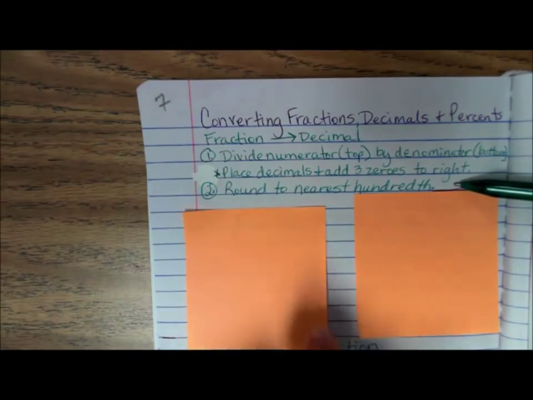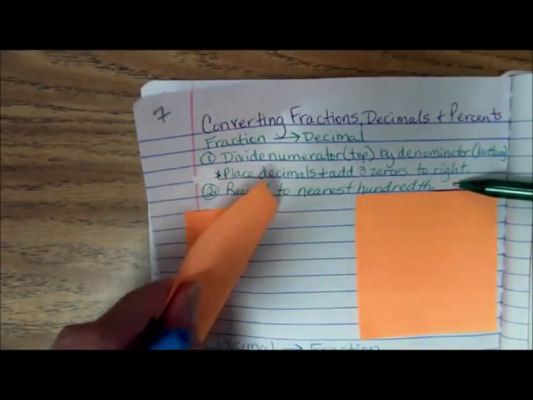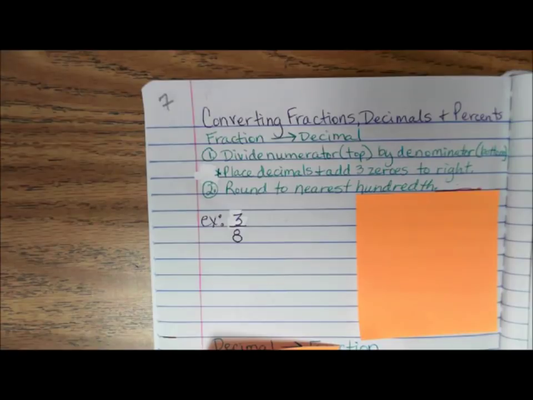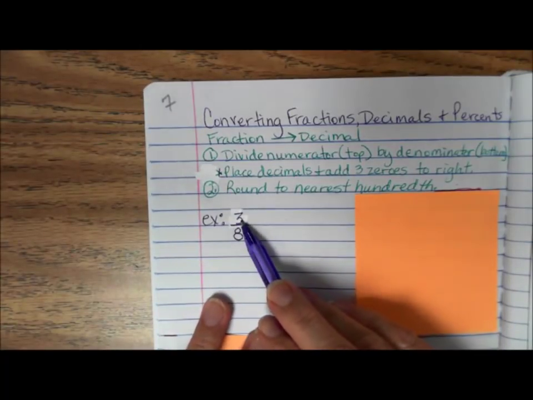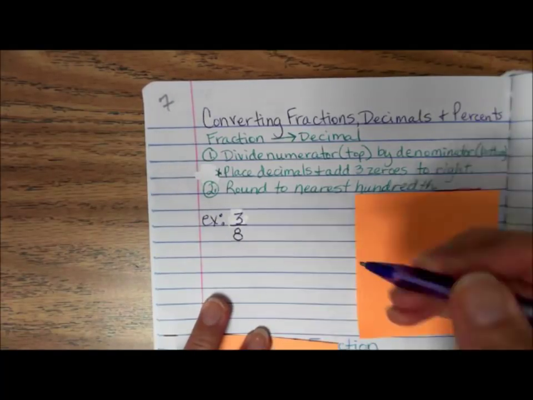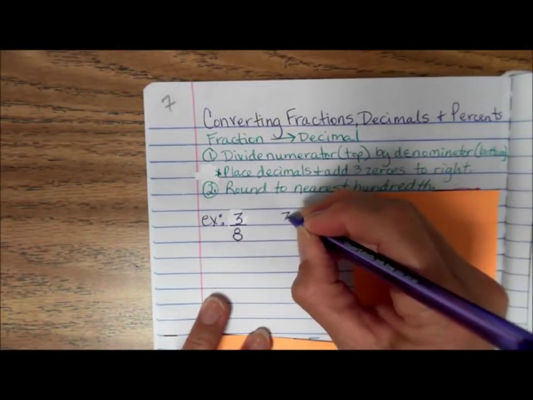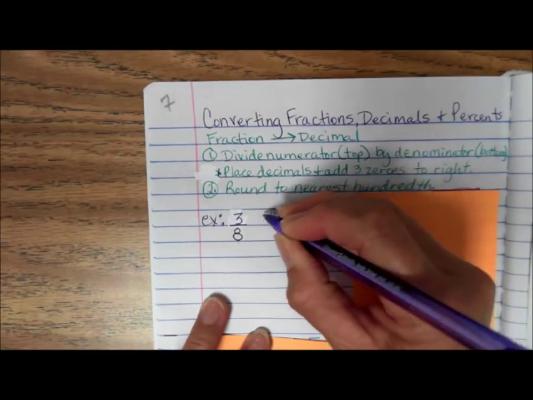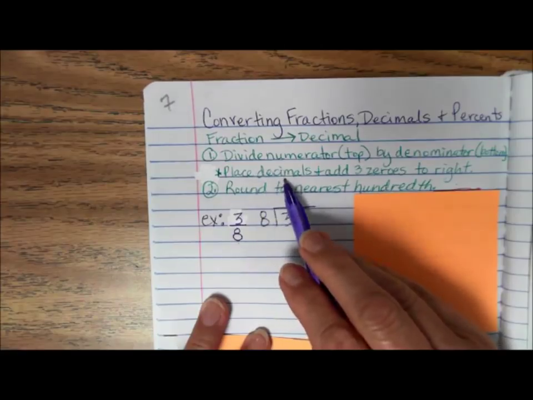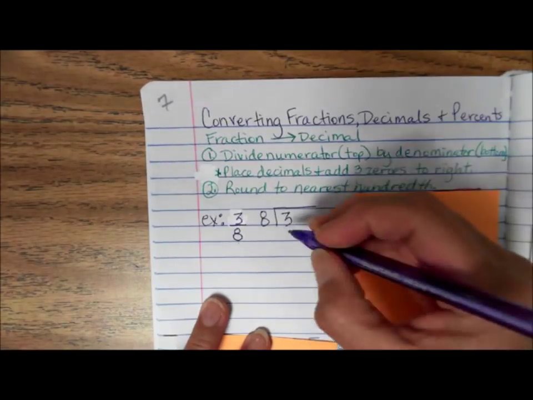Okay, so we're going to do the first example. So go ahead and copy the first example, 3/8. We're going to convert that fraction to a decimal. So what is our first step? The top number, our numerator, is going to go inside because it's 3 divided by 8 if we read that properly. So 3 goes inside and 8 goes outside. Then we're going to place our decimal so the 3 goes behind the whole number.